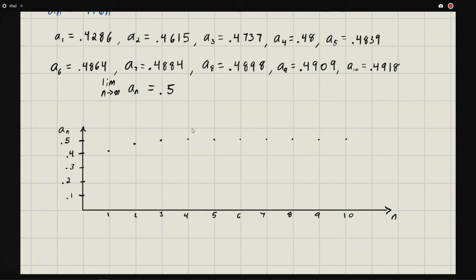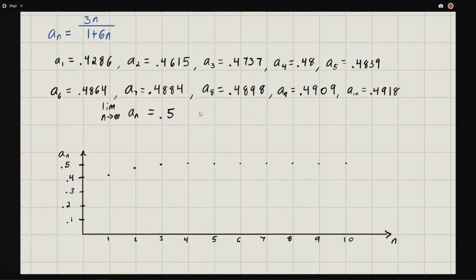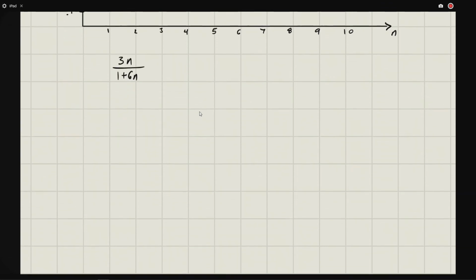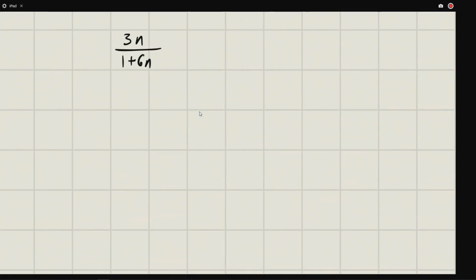So let's go ahead and calculate this limit. Again, the sequence is 3n over 1 plus 6n. One of the techniques you should be familiar with is dividing out the highest power of n in the denominator, which in this case is n. So if we do that, we're going to get 3 over 1 over n plus 6. If we divide 3n by n, and divide 6n by n, that gets rid of the n's, and then we divide 1 by n, and that's why this appears.